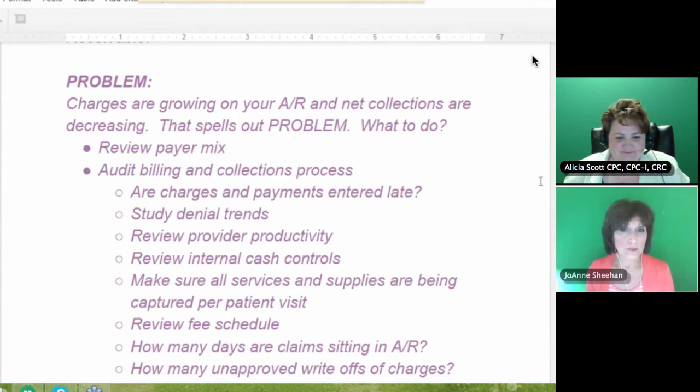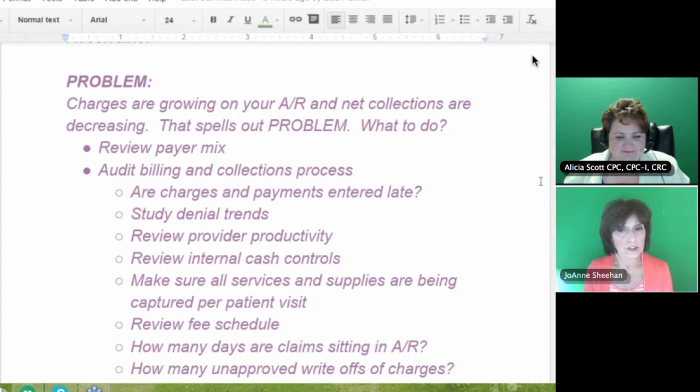Another reason why your accounts receivable could be growing are denials. So when the manager or the biller gets the remittance advice, study the denial trends. Is it primarily insurance is terminated, indicating the front desk did not verify information, that type of thing.